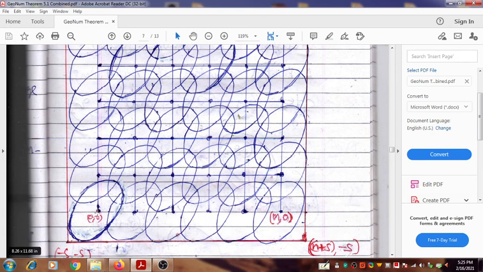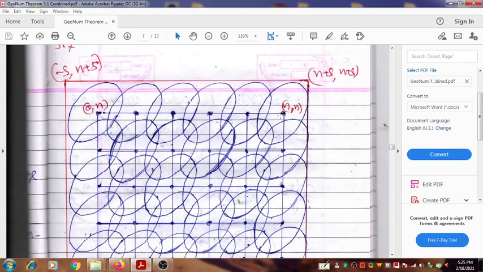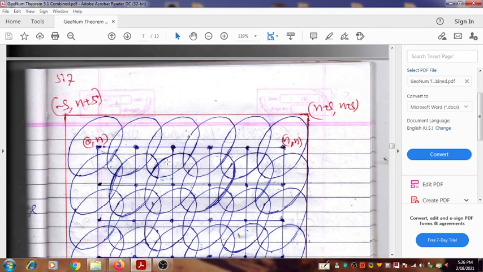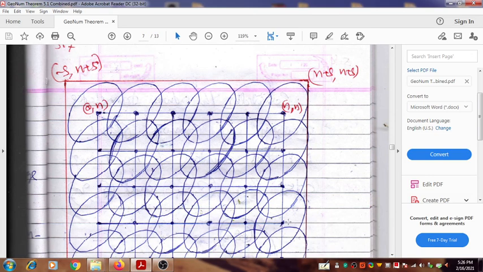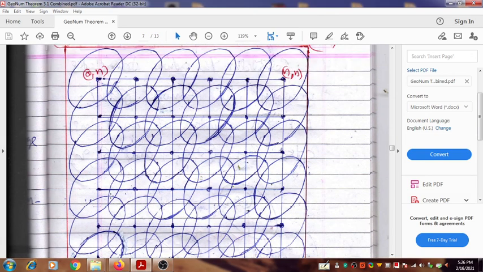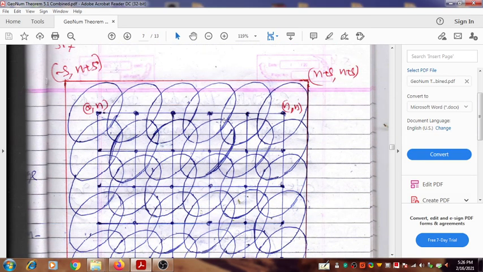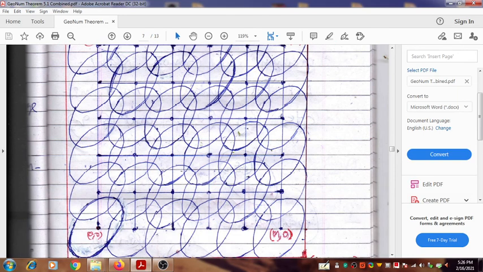Here the points are (0, 0), (n, 0), (n, n), and (0, n). Considering these 4 points, you can think about a square, and that is the inner square. That inner square has many lattice points inside it and on its boundary. So let's consider those lattice points. You can see (0, 0) is a lattice point, next lattice point is at a distance of 1 unit, and there is another one, and likewise.